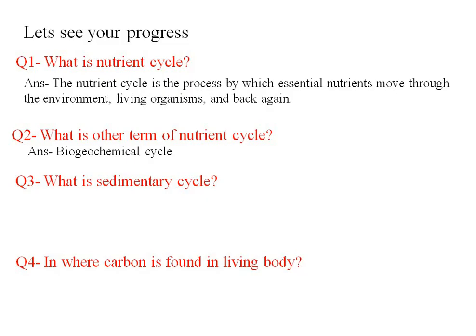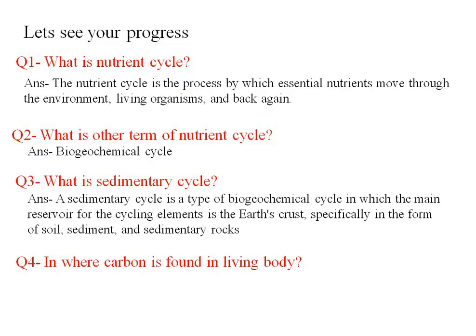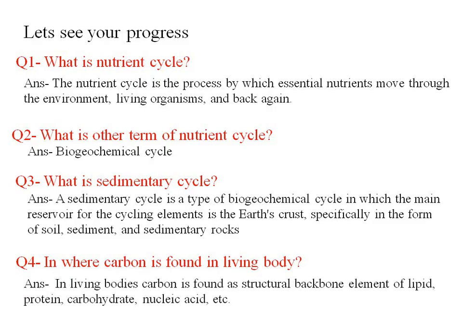What is sedimentary cycle? Sedimentary cycle is a type of biogeochemical cycle in which the main reservoir for the cycling elements is the earth crust, especially in the form of soil, sediment, and sedimentary rocks. Sulfur and phosphorus cycles are examples of sedimentary cycle. In where is carbon found in living beings? As already discussed, it is found in lipids, proteins, carbohydrates, and nucleic acids. I hope that this discussion enriches you with new knowledge about nutrient cycle.